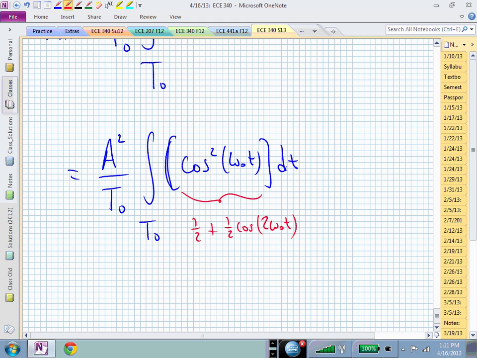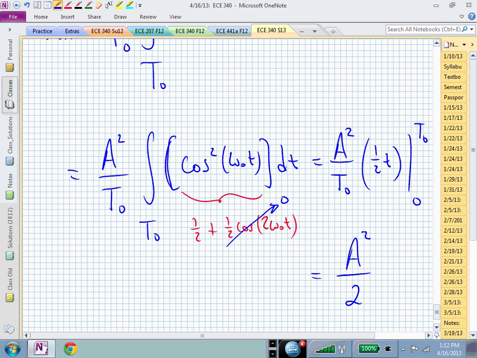And what happens when we integrate cosine of twice the frequency over one fundamental period interval? We have 0, don't we? We have the same positive area as negative area. This now disappears when it goes through the integral, and we end up with A squared over T naught, 1/2 t from 0 to T naught. The upper limit's the only interesting limit that we have in that evaluation, and the T naughts cancel, and we end up with the formula that you had already memorized, A squared over 2.